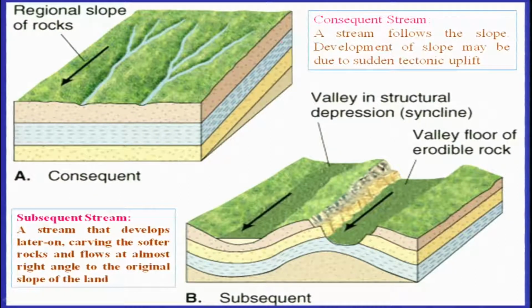Whereas the consequent streams are flowing along the slope, that is from higher to lower, this one will be developed almost at right angle to the original slope. The original slope we are talking about here is this one. This area is like this. If I extrapolate this, it will be something like that. So the original slope is here, but the stream has cut through the softer rock and flowed almost at right angle to the original slope. So this type of streams developed in the folded terrains are termed subsequent streams.